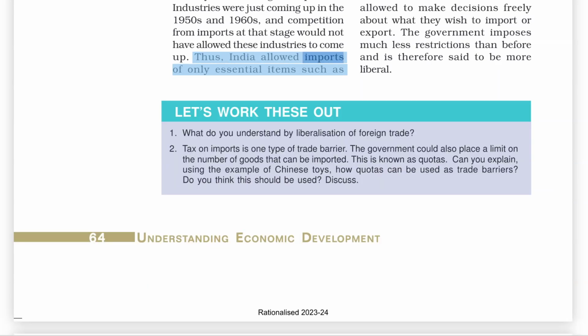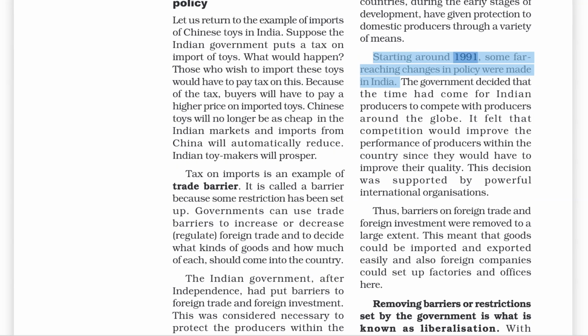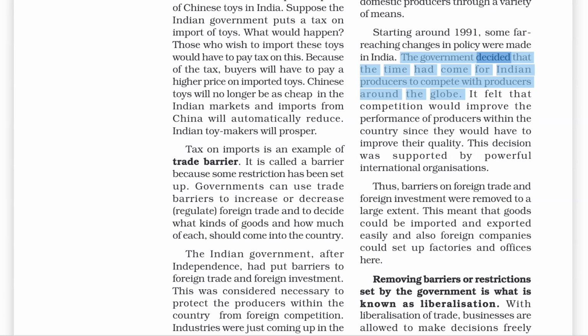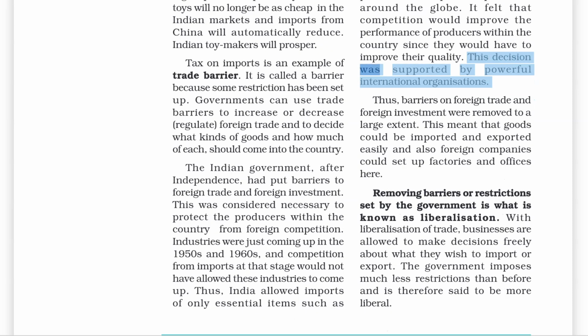Thus, India allowed imports of only essential items such as machinery, fertilizers, petroleum, etc. Note that all developed countries, during the early stages of development, have given protection to domestic producers through a variety of means. Starting around 1991, some far-reaching changes in policy were made in India. The government decided that the time had come for Indian producers to compete with producers around the globe. It felt that competition would improve the performance of producers within the country since they would have to improve their quality. This decision was supported by powerful international organizations.